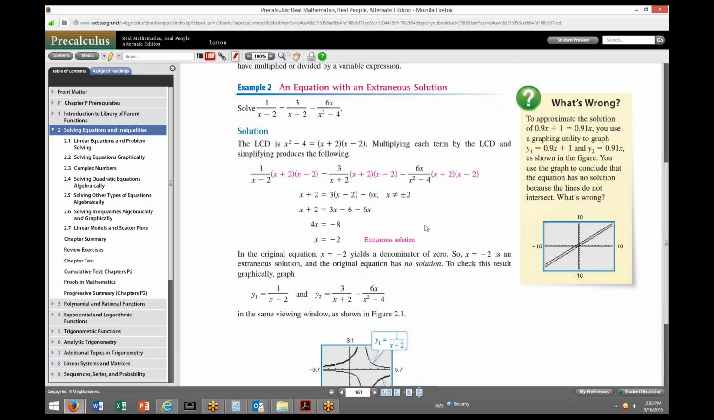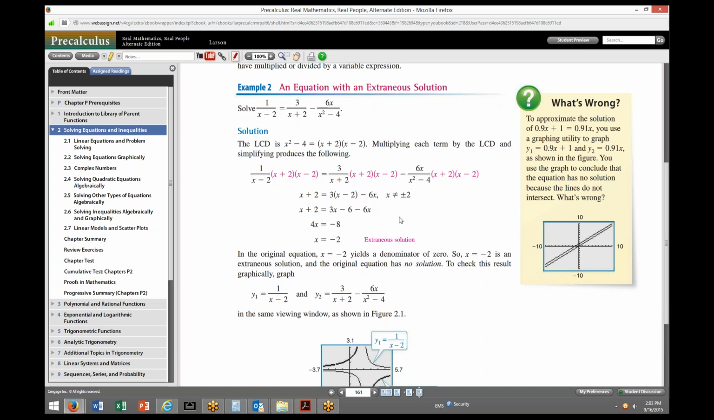So we now have, this is so nice, from a rather complicated equation, it's simplified down to just a simple equation with no fractions. x plus 2 equals 3 times parentheses x minus 2 minus 6x. And they have a little footnote over here that x cannot equal plus or minus 2. Where did that come from?